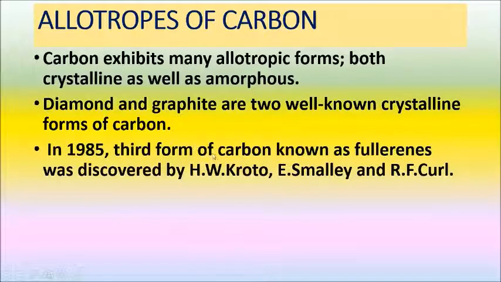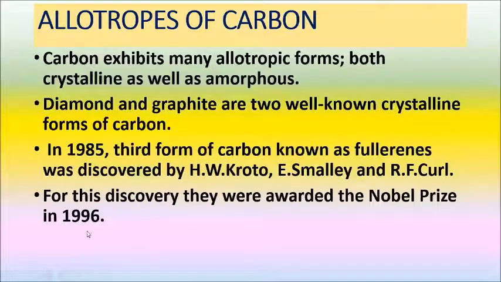In 1985, the third form of carbon, known as fullerenes, was discovered by H.W. Kroto, R.E. Smalley, and R.F. Curl. For this discovery, they were awarded the Nobel Prize in 1996. So, we know that there are three crystalline forms: diamond, graphite, and fullerenes.